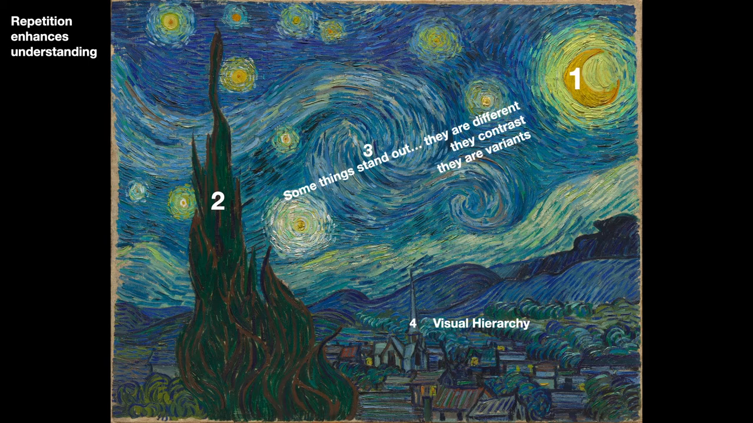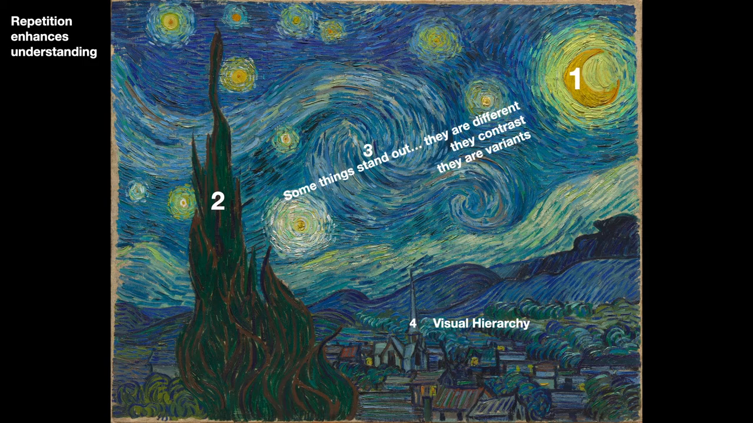Uniformity would be mechanical, expectable, and for his purposes, boring. Instead, Van Gogh creates areas of difference. Greater difference equals greater contrast. Some of these items I have numbered here contrast a lot. The more a variant contrasts, the greater its visual hierarchy.